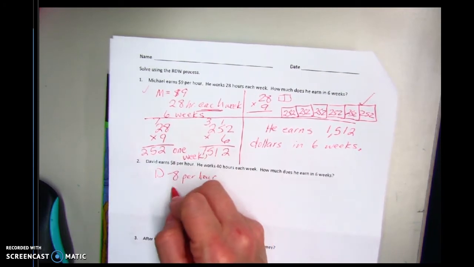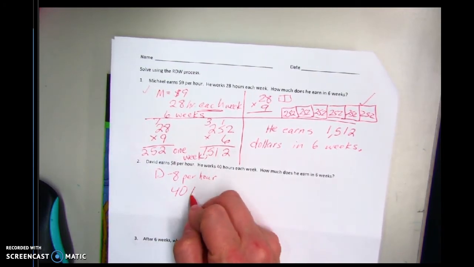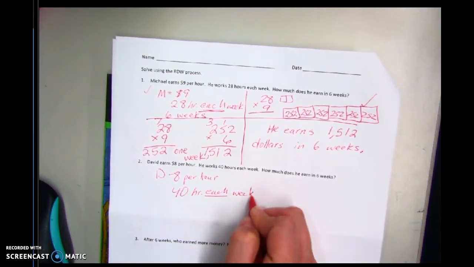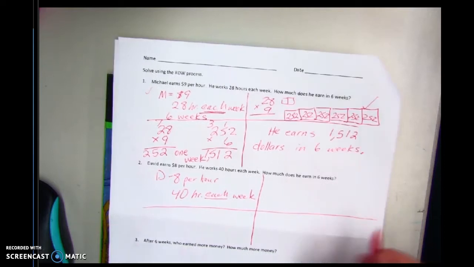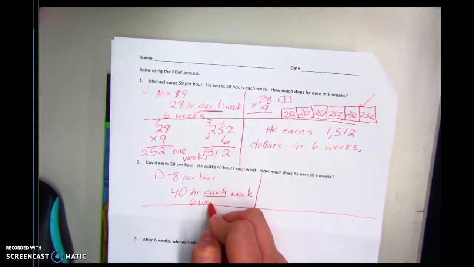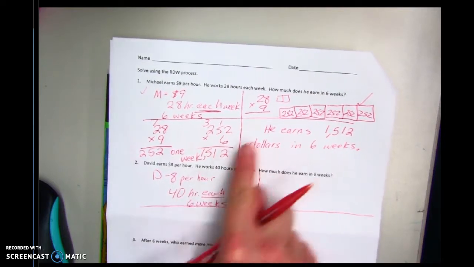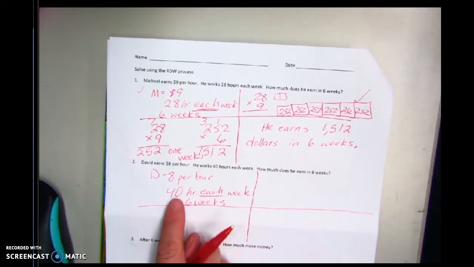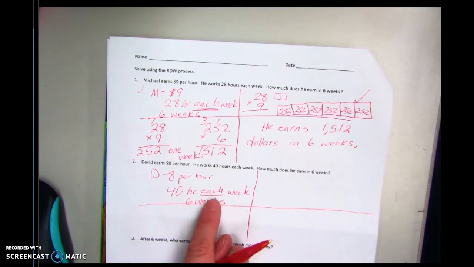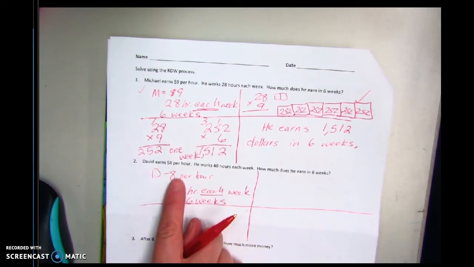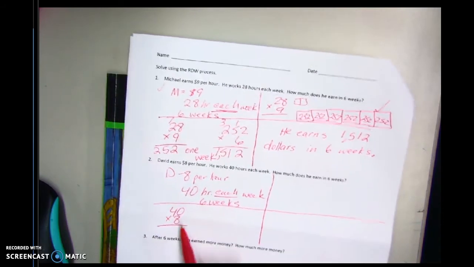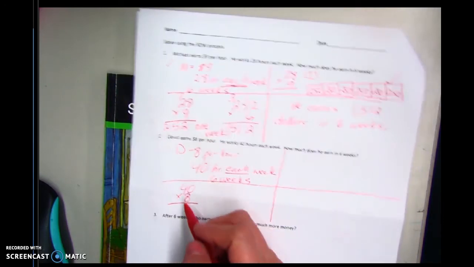He works 40 hours each week. And he's still going to work in 6 weeks. So I'm just repeating this process again, right? When I do that, I know that if he works 40 hours each week and he makes $8 an hour, I get to use that rule of 0, which I know I like a lot.